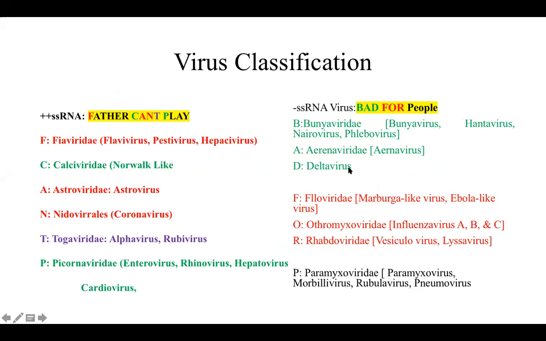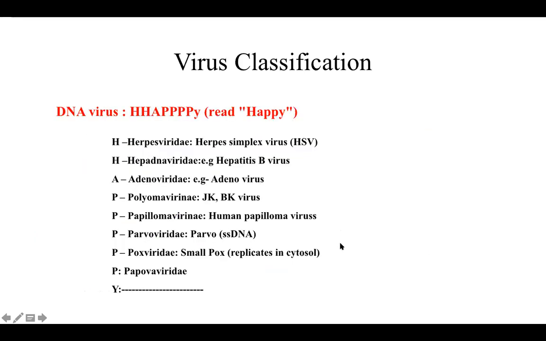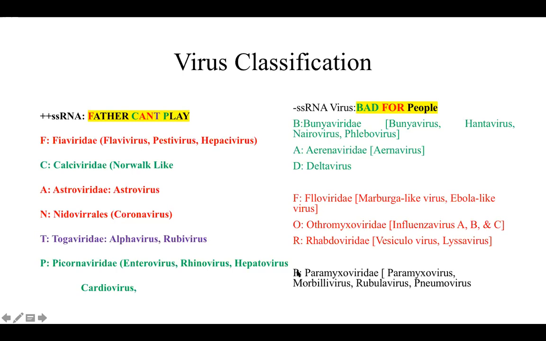D stands for the delta virus. F stands for the filovirus, which includes the Ebola virus, Ebola-like virus, or Marburg-like virus. O stands for the orthomyxovirus, which includes influenza virus A, B, and C. R stands for the rhabdovirus, that is vesicular stomatitis or lyssavirus, that is rabies virus. And P stands for the paramyxovirus, that is parainfluenza virus, rubulavirus, pneumovirus.